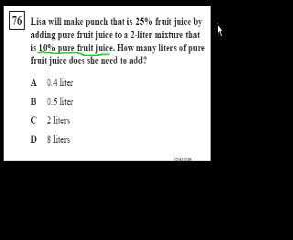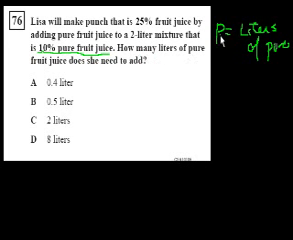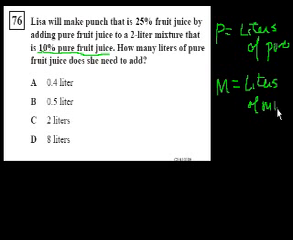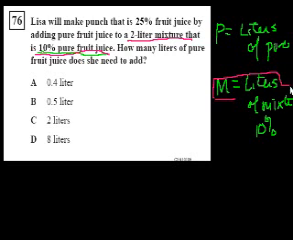Pure fruit juice. So let P equal liters of pure juice. And that's what they want us to figure out, so we have to figure out P. All right. And let's say M is equal to the liters of the mixture, the 2-liter mixture that is 10% fruit juice. We're calling that M. Okay, how many liters of pure fruit juice does she need to add?